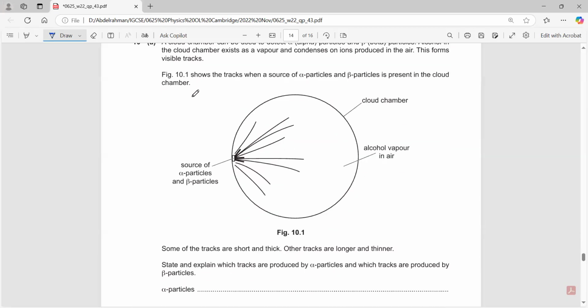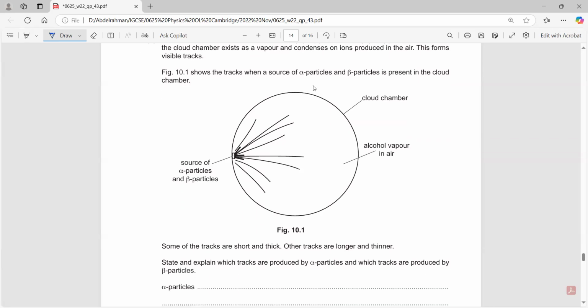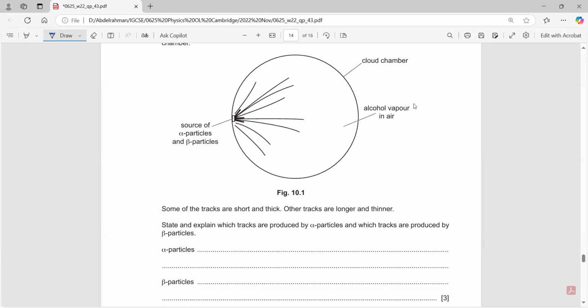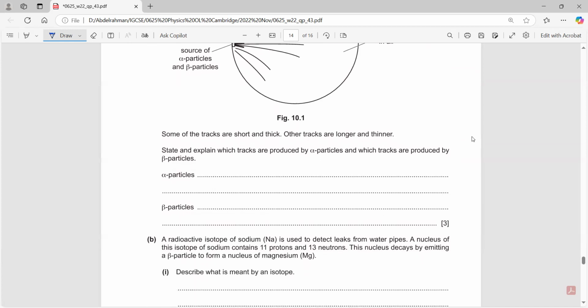A cloud chamber can be used to detect alpha particles and beta particles. Alcohol in the cloud chamber exists as vapor and condenses on ions produced in the air. This forms visible tracks, so you can see the tracks of the alpha and beta particles. Figure 10.1 shows the tracks of the source of alpha and beta particles present in the cloud chamber. Some of the tracks are short and thick, other tracks are long and thinner. State and explain which tracks are alpha and which are beta.